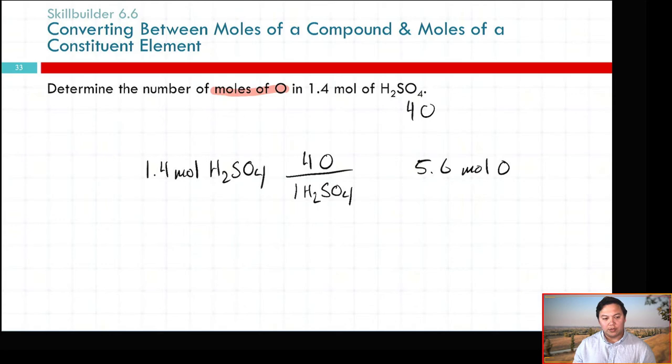Right, so we can use these molecular formulas as our conversion factors. We could do this also for the hydrogens in there or the sulfur. So how many moles of sulfur are there in 1.4 moles of sulfuric acid? Well, there's just one sulfur atom per sulfuric acid molecule, so we would have 1.4 moles of sulfur.